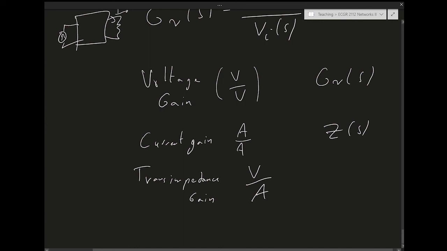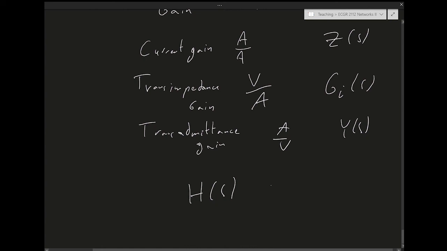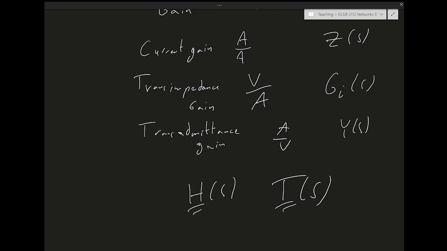Right, so the output is a voltage and the input is a current, GIS, and then there's what's called the transconductance or transadmittance. Sometimes people say transconductance, it's the same thing. Transadmittance gain, which is amp over volt, where in this case your output is an ampere current and your input is a voltage. Right? And any general transfer function can be represented just generally as H of S, T of S. If you don't want to specify what kind of input and output it is, you can just use a general capital letter to represent a transfer function.